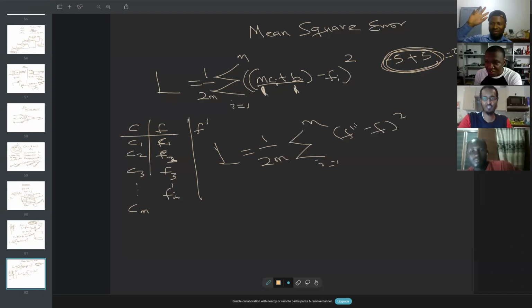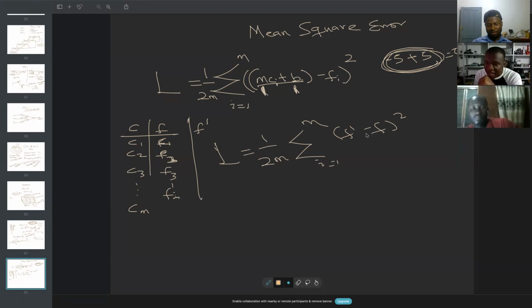Okay. So if f prime is smaller than f, then this subtraction is going to be negative. But if f prime is bigger than f, then the subtraction is going to be positive. But we don't care so much about the sign as we do about the quantity, the magnitude itself. That is why we square it, so that whether you are negative or positive, we get the actual thing. Then we divide it by m because we want to find the average error. So if I have m numbers, I sum them and divide by m, then I'm getting the average.